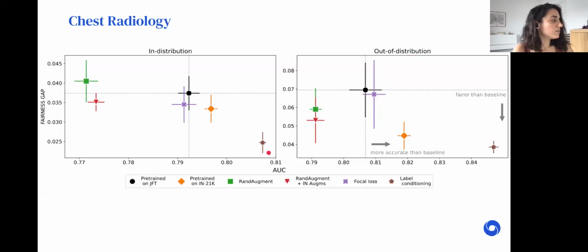So what we see is that with label conditioning, which is the brown method, the model highlighted with the brown color, we have benefits both in terms of fairness and in terms of area under the curve. But these benefits are much more prevalent in the out-of-distribution setting. So again, we see a similar trend with a histopathology setting.